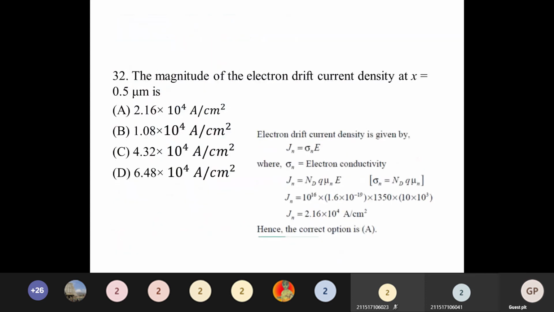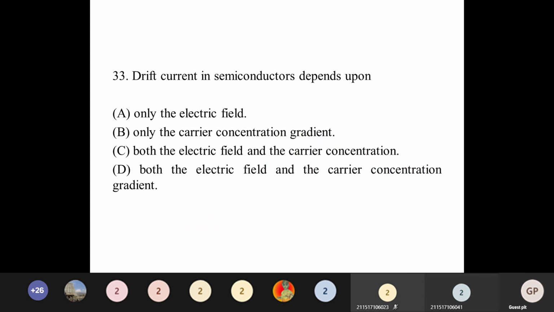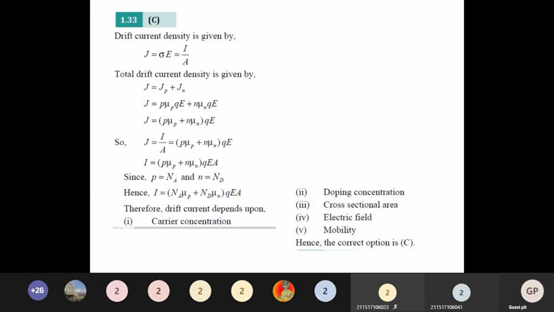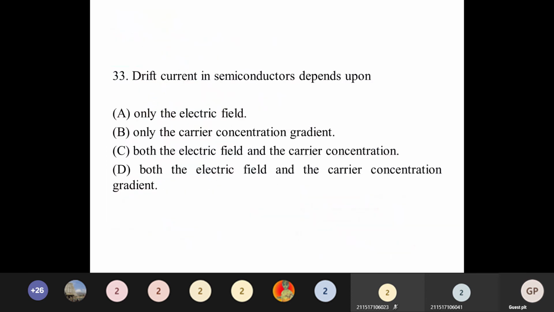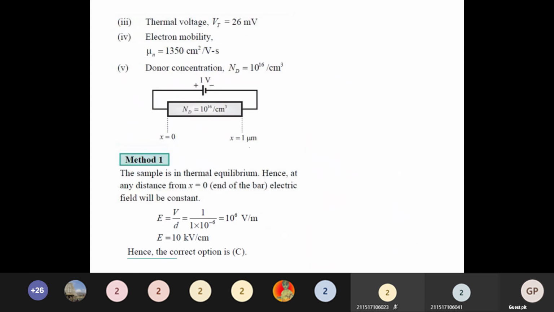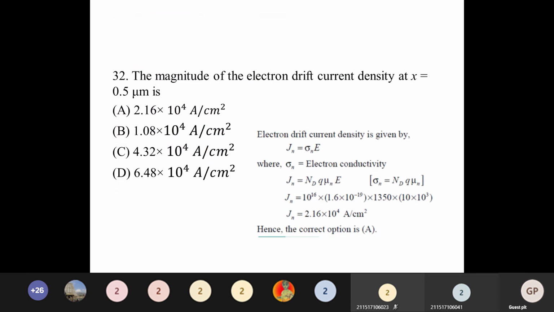After that, the next question: the magnitude of the electron drift current density at x equal to 0.5 micrometer. It is the same thing. In the previous problem we discussed everything, right? Same concept, the same given data we are considering here also. From the two methods we discussed, this is the magnitude of the electron drift current density at x equal to 0.5. So the question is very easy.